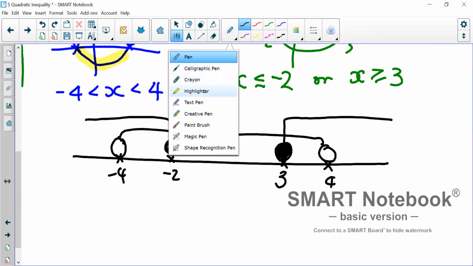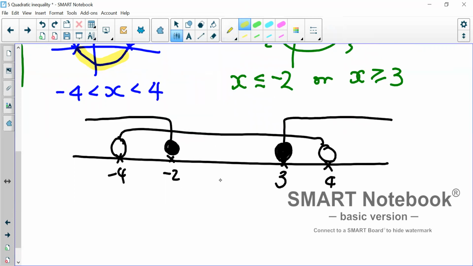So hopefully you can see straight away from the number line that the overlapping region will be from minus 4 up to minus 2, or from 3 up to 4.